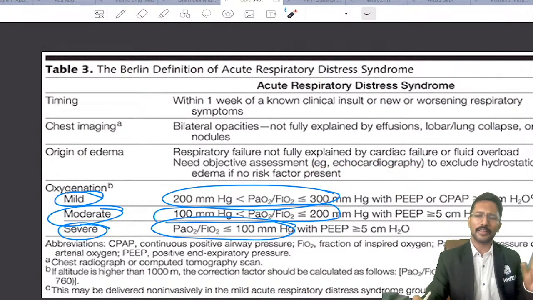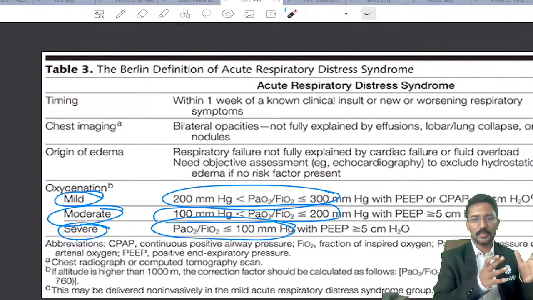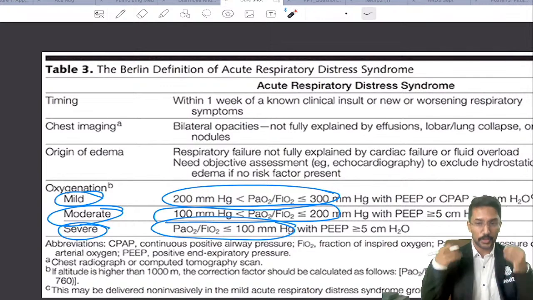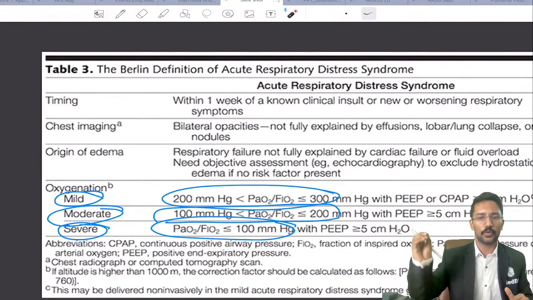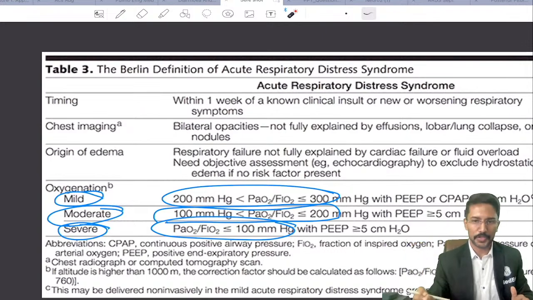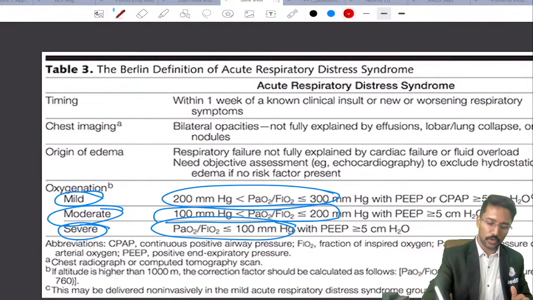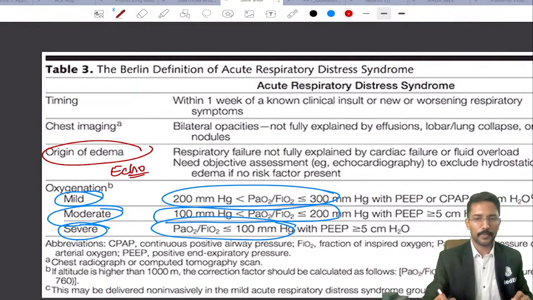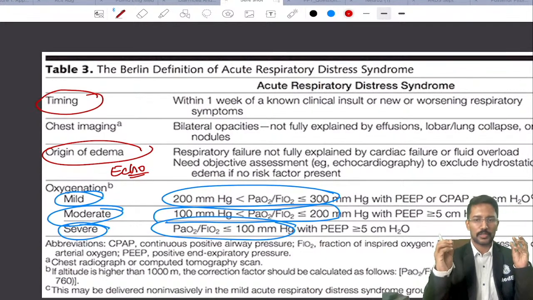That is enough. If the echocardiography turns out to be normal, it is enough to call it ARDS. Only when the echocardiography is abnormal and you need to do further distinction, then maybe you can do right heart catheterization, not for all patients. So cardiac causes are now ruled out not by right heart catheterization but by 2D echo.